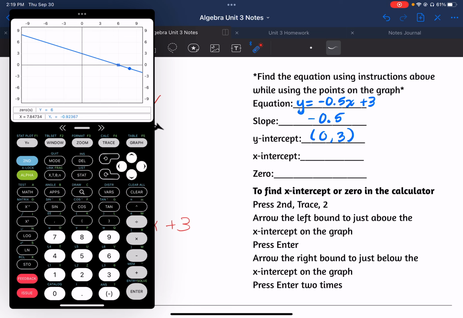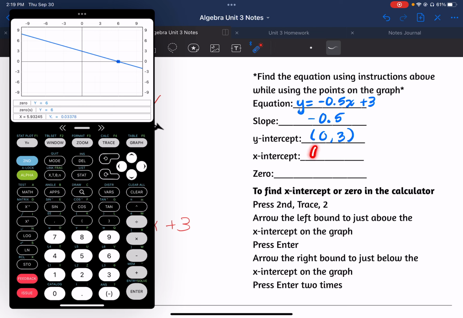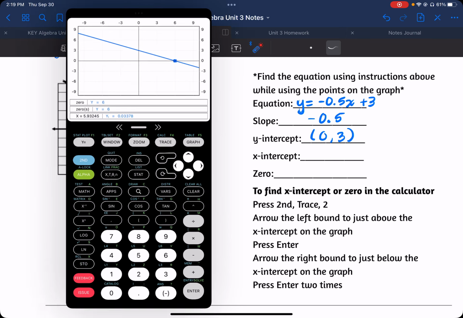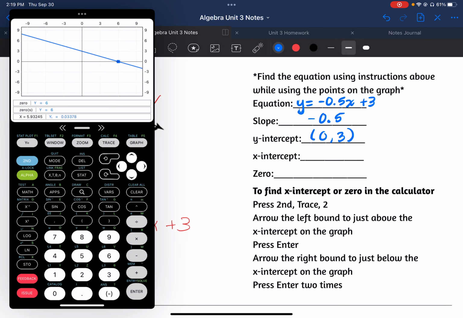What does it say? Y equals 6. Is that right? No, what is this value right here? Yep, my 0 is y equals 6. Okay, so then my x-intercept is 6. So what that means is if your 0 is 6, your point is 6 comma 0. All right, now you found it.